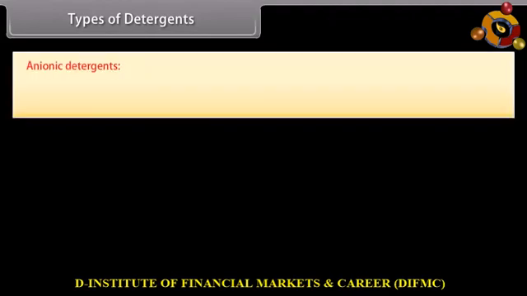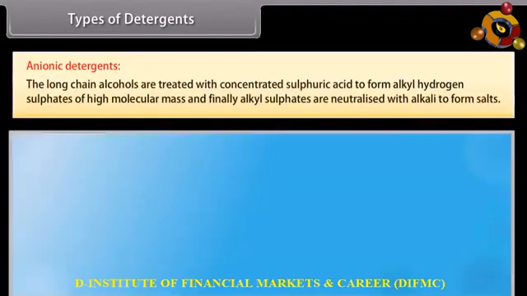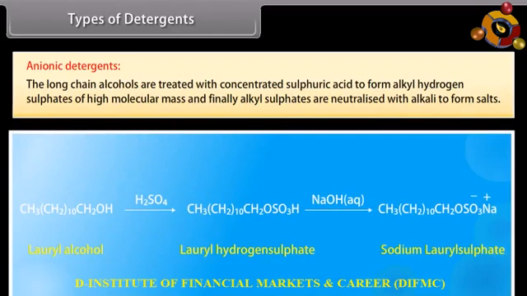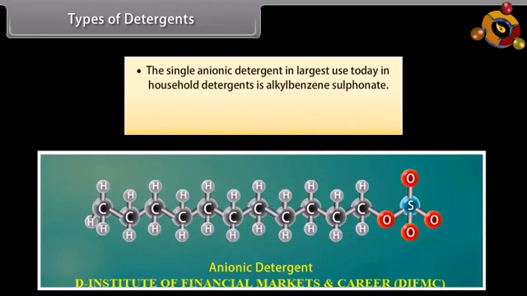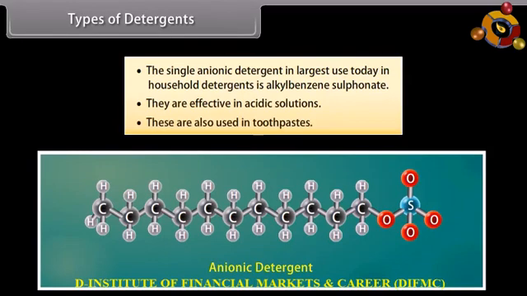Types of detergents. Anionic detergents. The long-chain alcohols are treated with concentrated sulfuric acid to form alkyl hydrogen sulfates of higher molecular mass, and finally alkyl sulfates are neutralized with alkali to form salts. The single anionic detergent largest used today in household detergents is alkyl benzene sulfonate. They are effective in acidic solutions. These are also used in toothpastes.